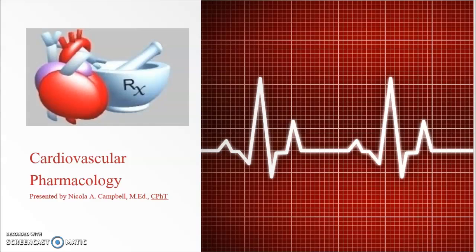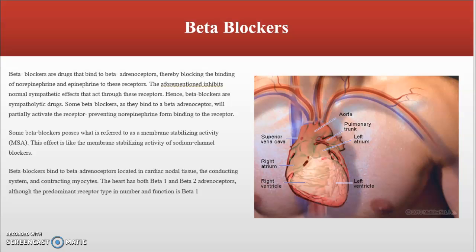A beta blocker essentially is a drug that binds to what is referred to as a beta adrenoceptor. And by doing this, it blocks the binding of norepinephrine or epinephrine to these receptors. This process inhibits the normal sympathetic effects that act through these receptors. Hence, beta blockers can be classified as sympatholytic drugs, and excuse my pronunciation.